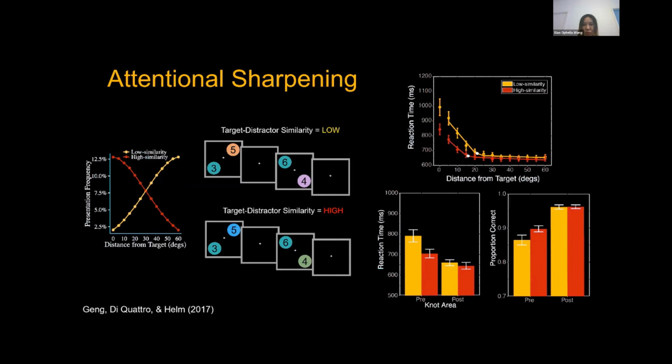Gang and colleagues explained this by the effect of attentional sharpening. They concluded that constant exposure to target similar distractors would increase pressure to sharpen our target representation. When the target representation is shifted away from distractors, the distinctiveness would be high enough for our attentional system to pick out the actual target.